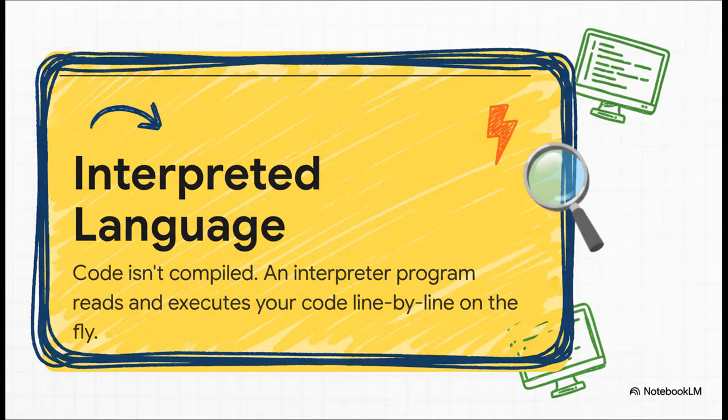Well, Python is what we call an interpreted language. Now, if you've ever worked with something like C++, you know you have to compile your code first. You build a separate executable file. Python doesn't do that. Instead, the interpreter reads your code line by line and executes it on the fly. It's a really key difference.